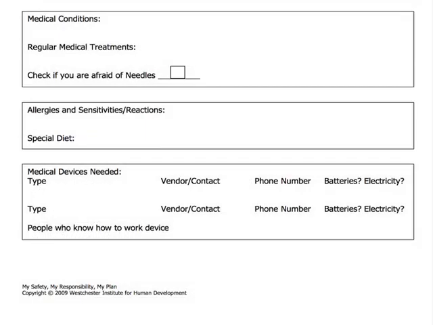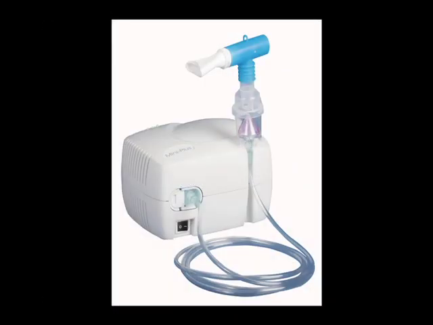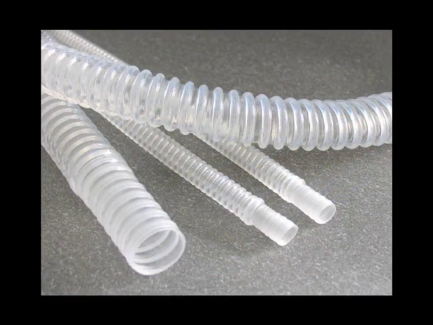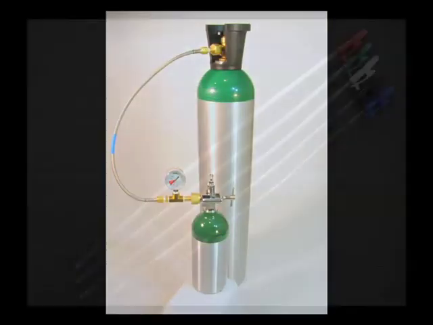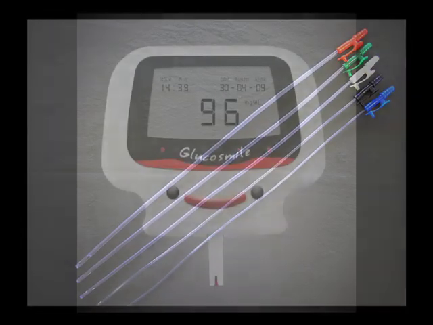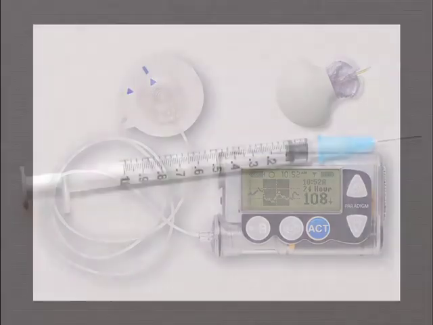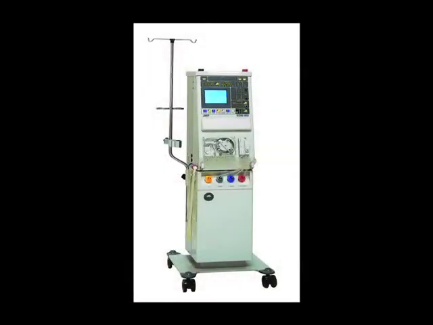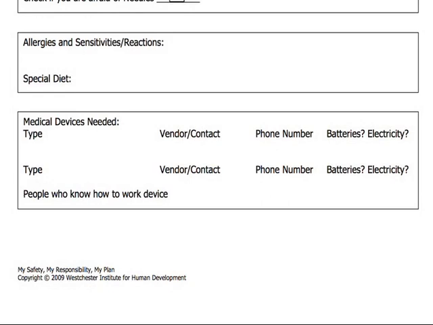Some of you may use medical devices. Here are some examples: respirator, nebulizer, catheter, tubing, feeding tube, oxygen, suction unit, glucometer, insulin device, needle and syringe, home dialysis, inhalator, other medical supplies.